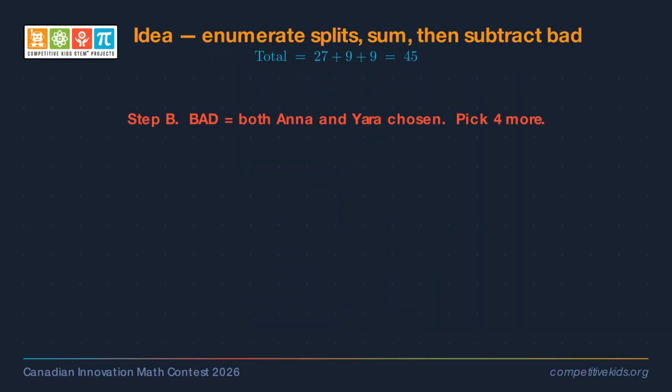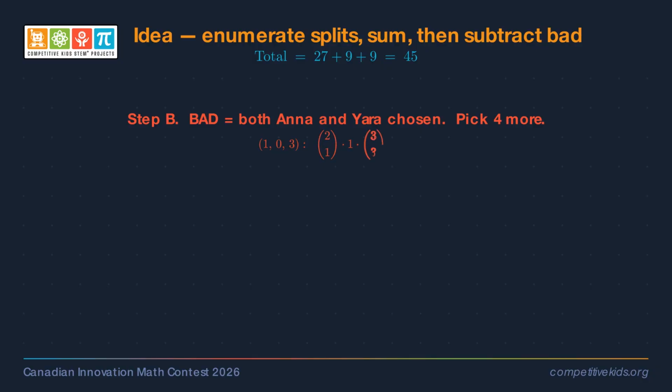Step B, subtract the bad teams. Bad teams are where Anna and Yara are both chosen. After fixing Anna and Yara, we need 4 more spots from 2 mentors, 2 club leads, and 3 athletes, with at least 1 more mentor and at least 2 athletes. The valid splits of 4 are 1 mentor, 0 club leads, 3 athletes.